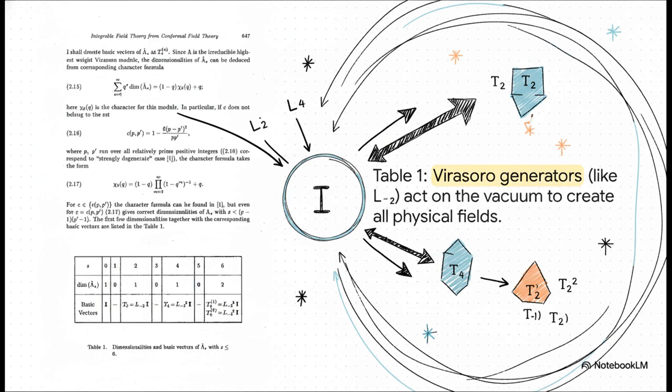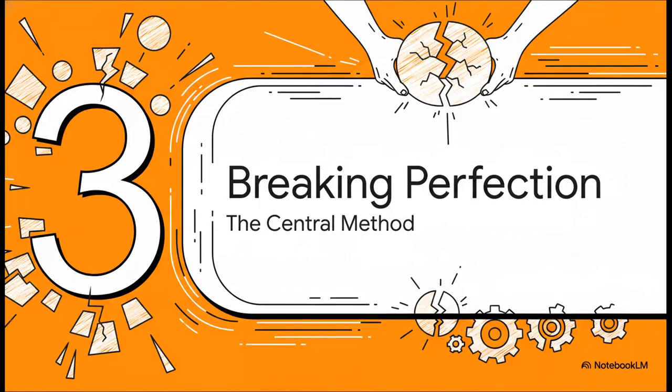You take L minus 2 and do it again, and you get a higher spin field, T4. The entire zoo of particles and fields in your theory is built up just like this. Okay, so we've got this perfect, beautiful, symmetric system. And what's Zamolodchikov's radical idea? He decides to break it.